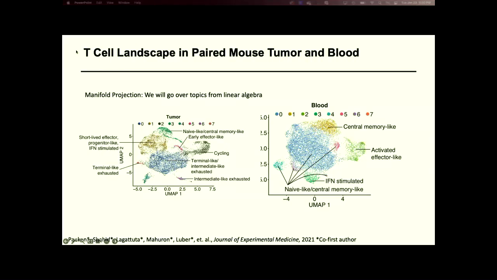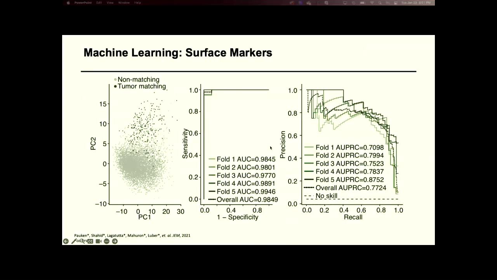We'll talk more about t-SNE and manifold projection in a future lecture, where we then made these plots where, from tumor and mouse blood, we showed that each dot is an immune cell, and we could group and label different types of immune cells. Then what we were able to do is, deep learning is all the hype these days.